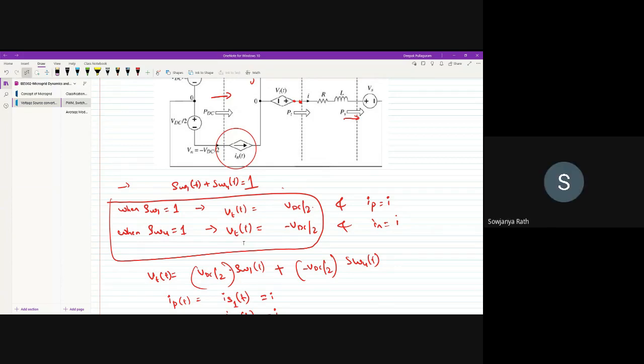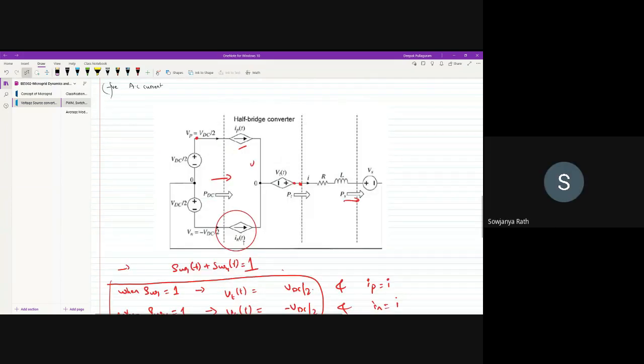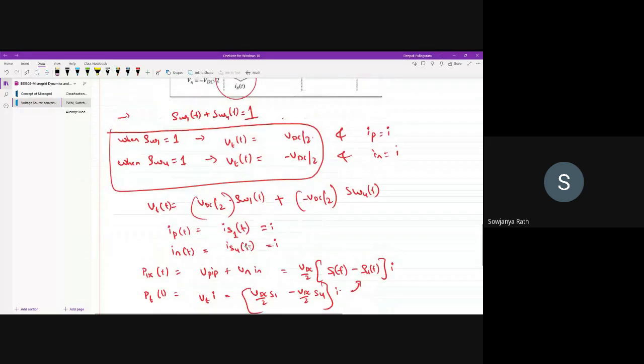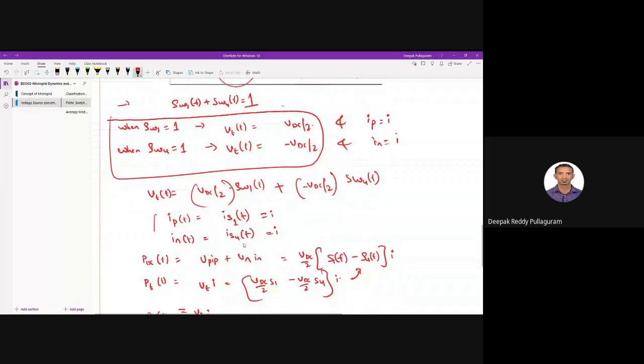So can you just briefly explain that IN equals I here? Yes, sir. This one? Yes, sir. Above, sir. This one, right? You're talking about? Beside the box. Yes, sir. Same, this one also. Why is IP equal to I and IN equal to I?